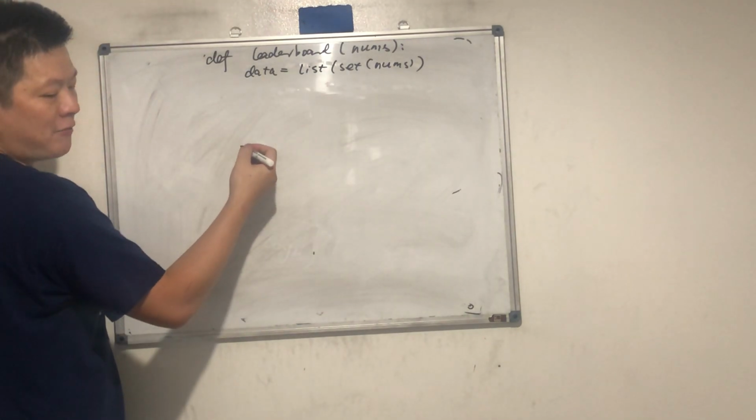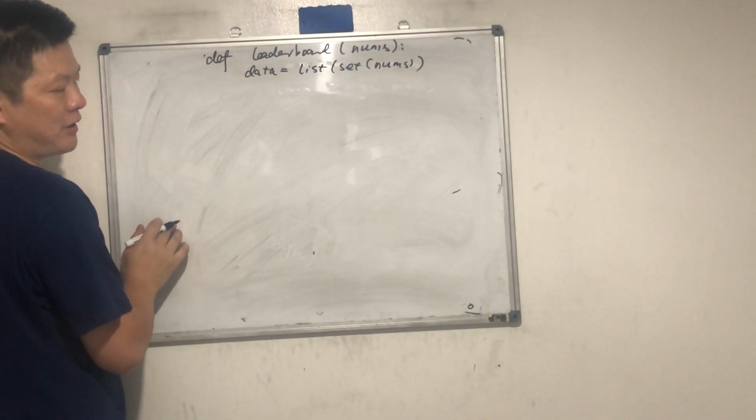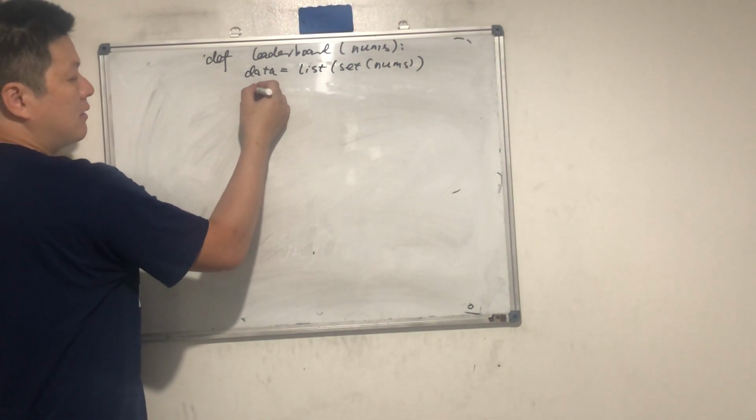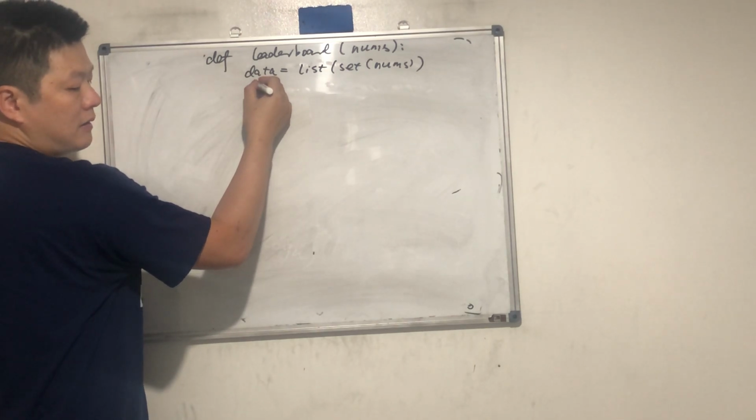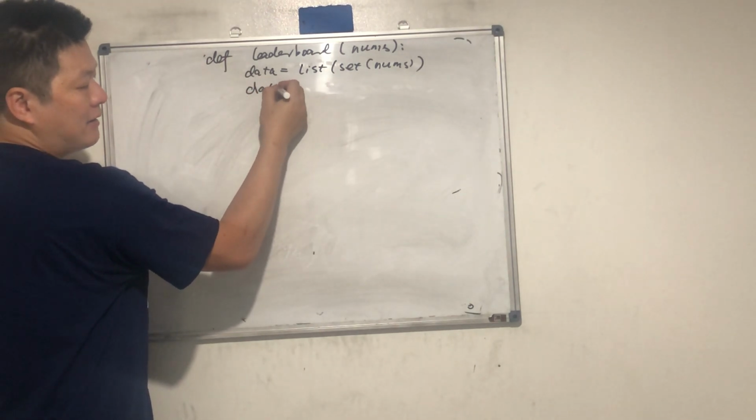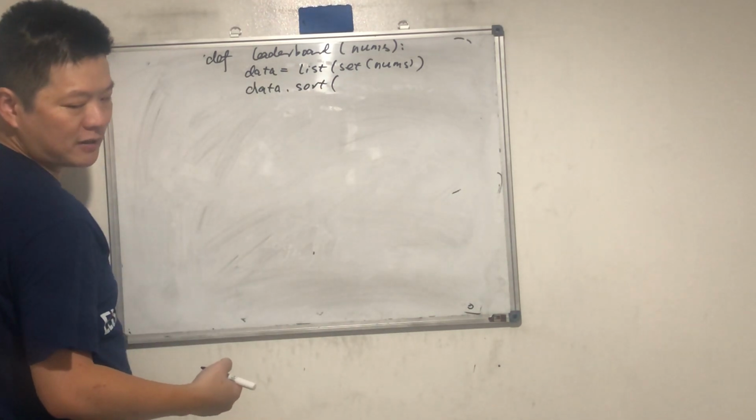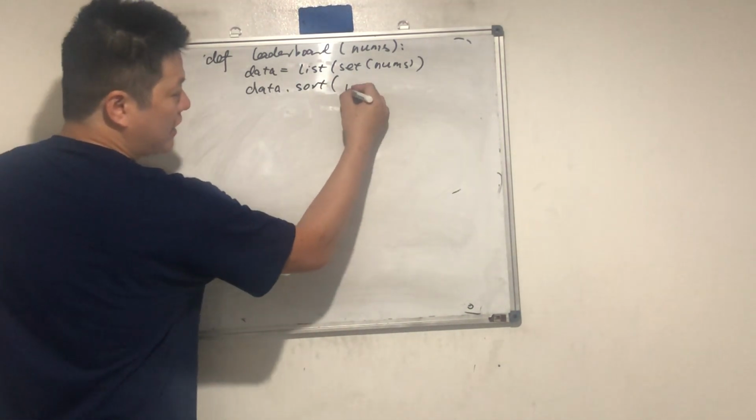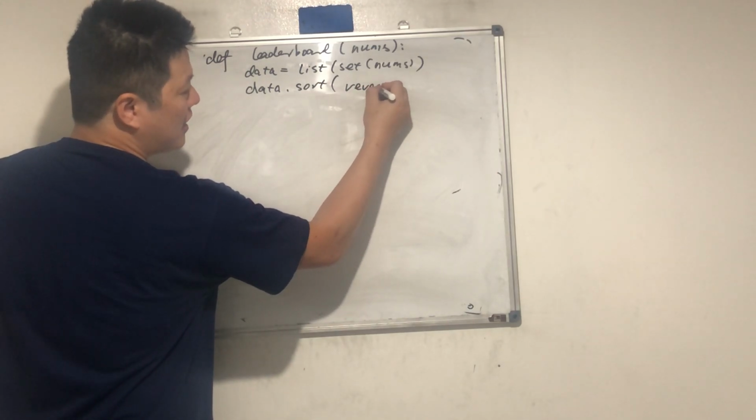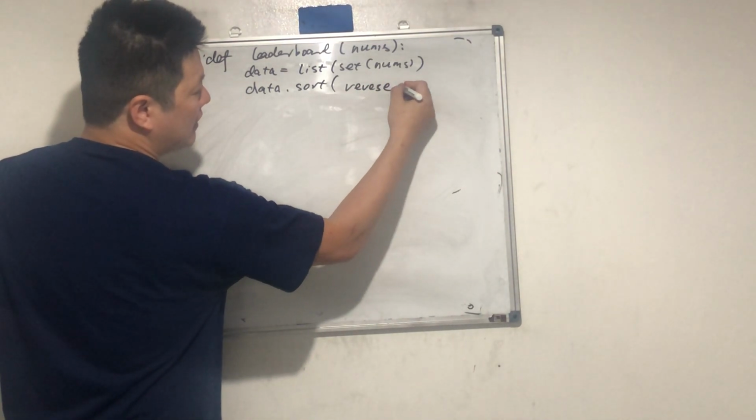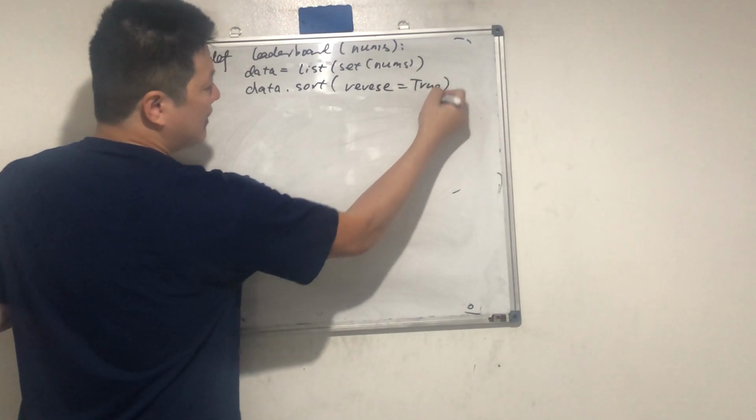And then we want to sort the array from the largest to the smallest. How can we write it? Data sort, and from the largest to the smallest, put a reverse. Reverse equals true, right?